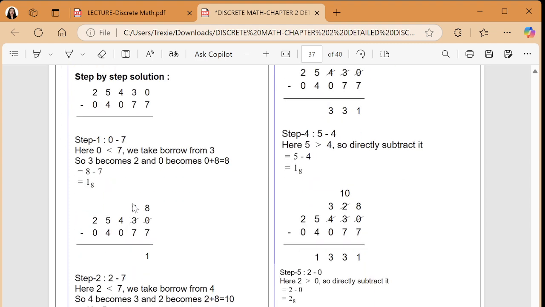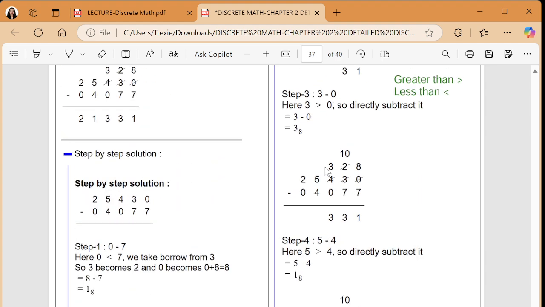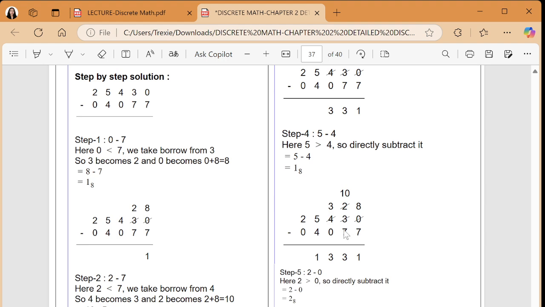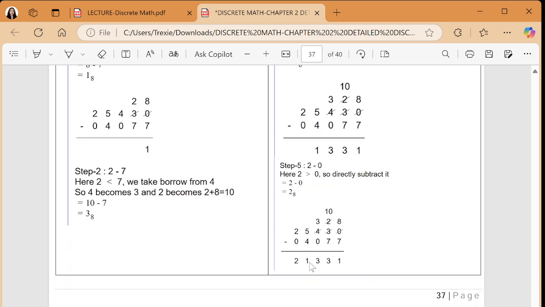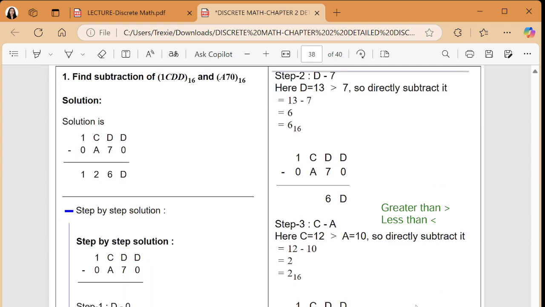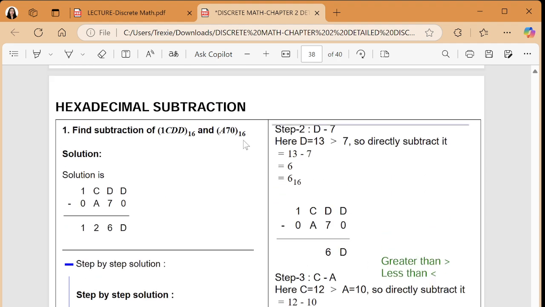Now, since 2 minus 7 would be negative, we need to borrow again from 4. So 4 becomes 3 and 2 becomes 10, since 8 plus 2 is equal to 10. Now we can directly subtract 3 and 0. 3 minus 0 is equal to 3. 5 minus 4 is equal to 1. Then 2 minus 0 is equal to 2. So the final answer would be 21331.